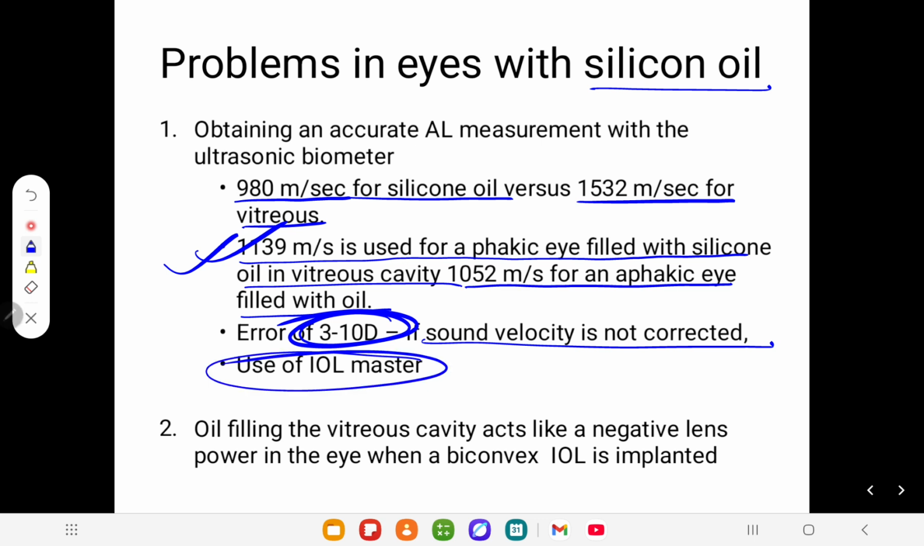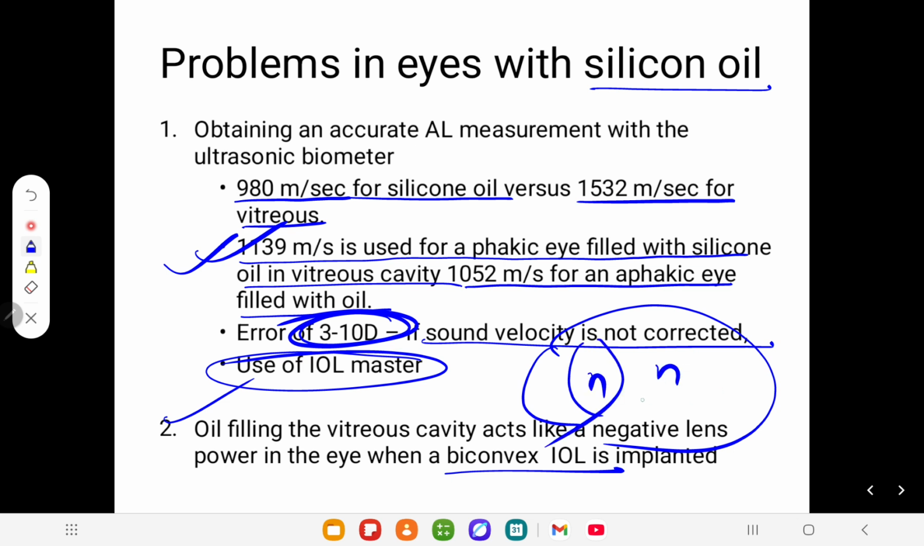There will be no problem, but with sound, yes, there will be a problem. Oil filling the vitreous cavity acts as a negative power lens, and when a biconcave IOL is implanted, this is the game of the index change, isn't it? I've already told you that whenever this is a lens, the index n_s minus n, divided by r, if the difference between these two media is greater or lesser, then there will definitely be a power change in the second surface of the lens. That's what this line wanted to tell.